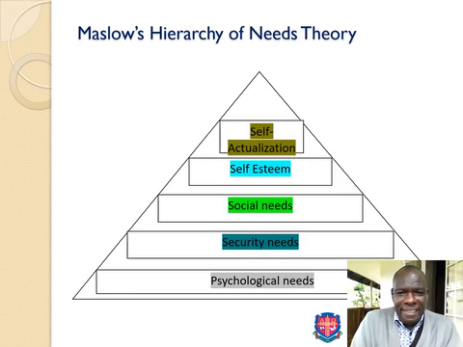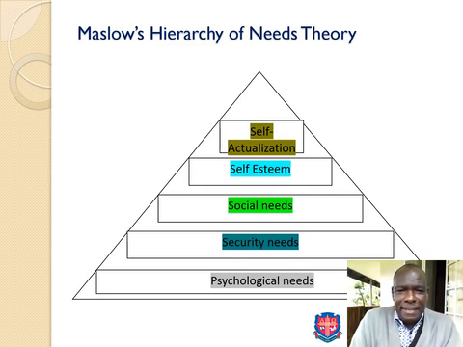I need security. I need to be sure that tomorrow I will still be here. I need to be sure that tomorrow I will be alive. Somebody has to assure me that I am safe. So that is the second level of needs according to Maslow.